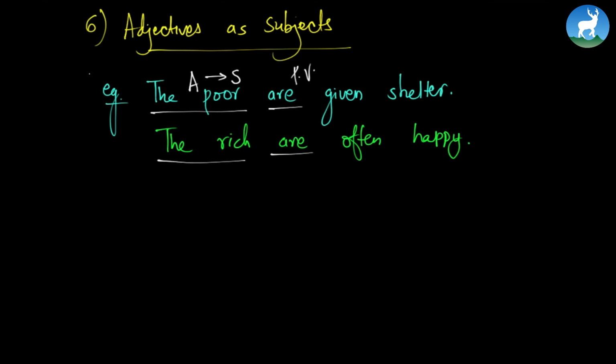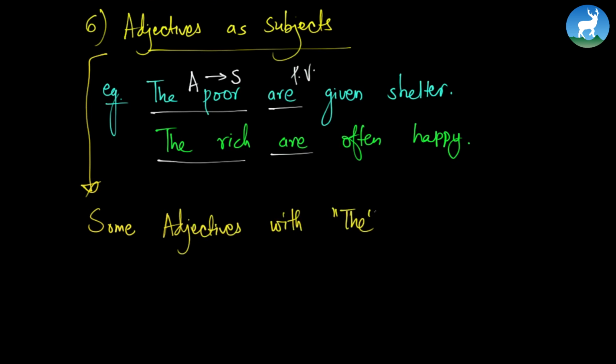What is the grammar rule here? So let's induce the grammar rule. The grammar rule is some adjectives with the definite article the takes, what does it take? Takes plural verbs, because it is itself acting as a plural noun, right? Some other examples could be the old are treated with great compassion, the young have great expectations, right? The intelligent are selected, the Chinese are hardworking.